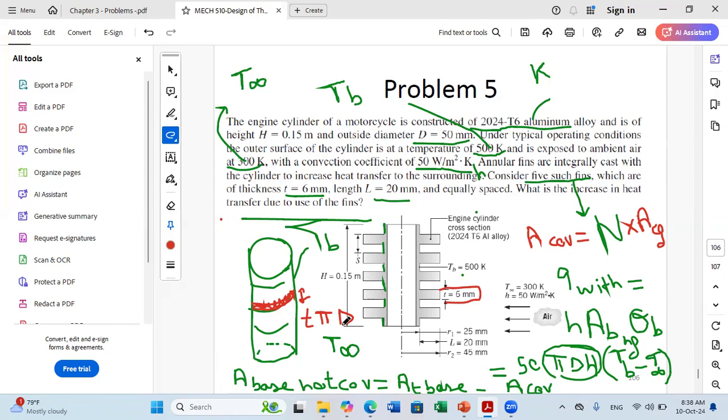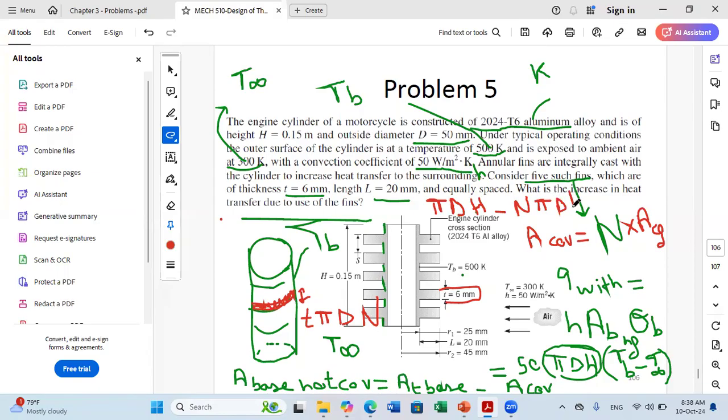So for each fin, the covered area is thickness times pi times D. If I have n fins, I should multiply by n. And then what will be the area not covered? The area not covered will be pi dh, which is the total lateral area of the cylinder, minus n times pi d times thickness.